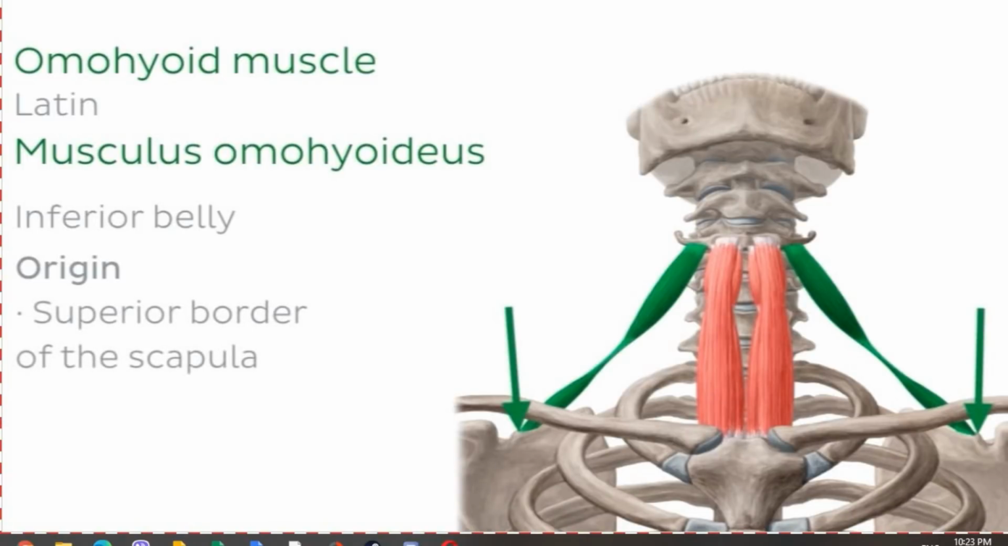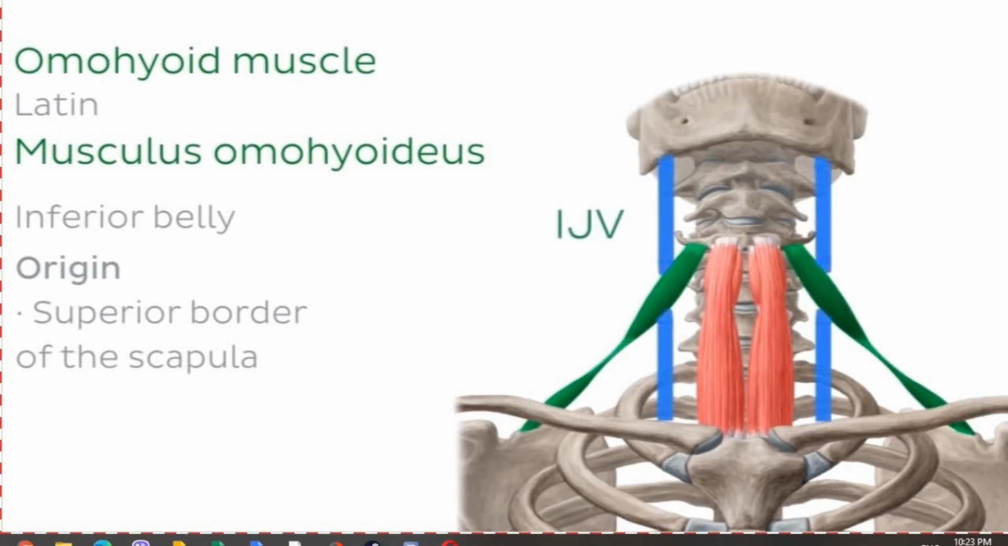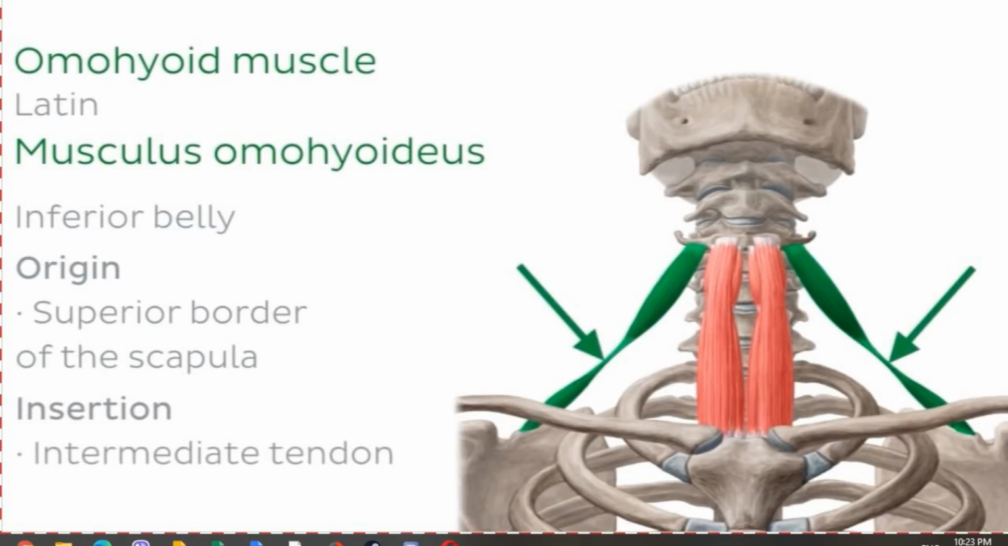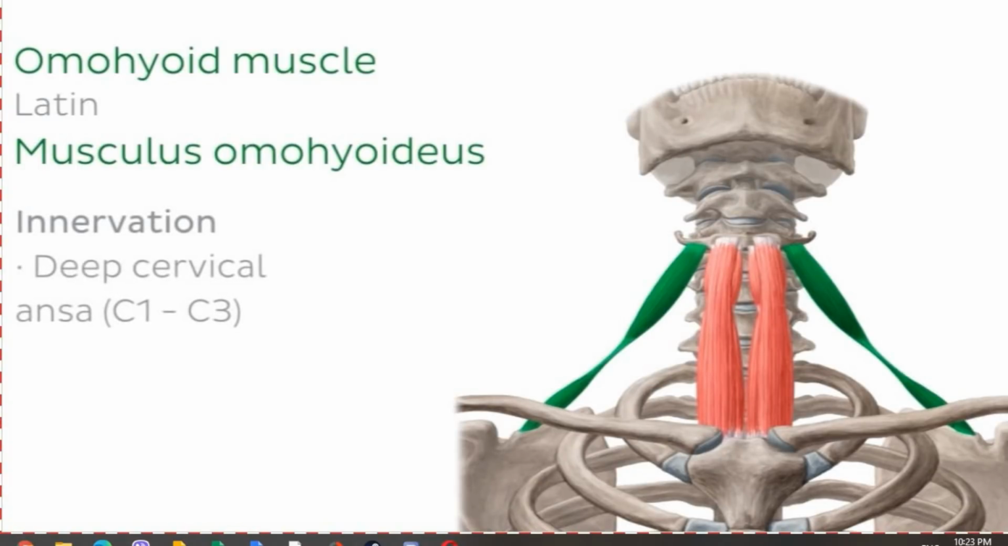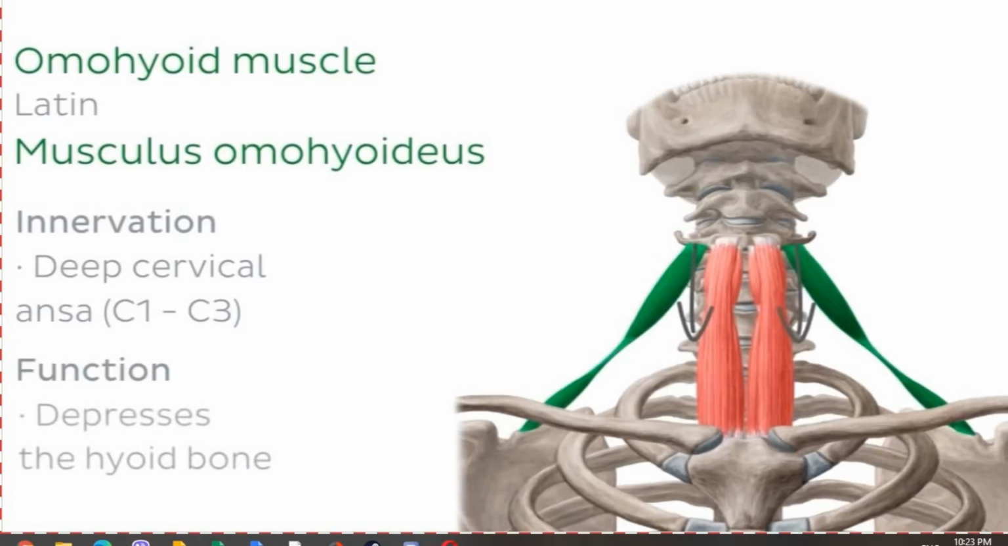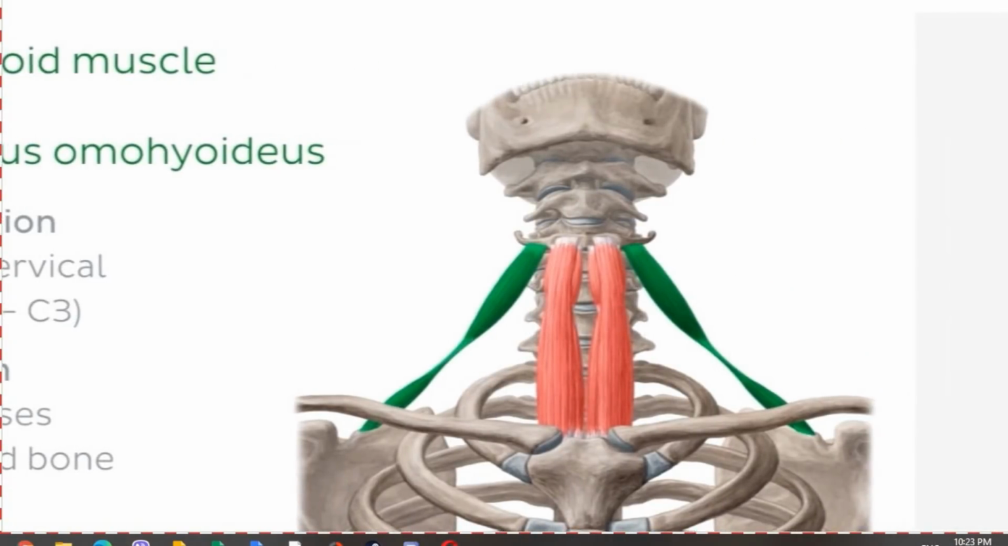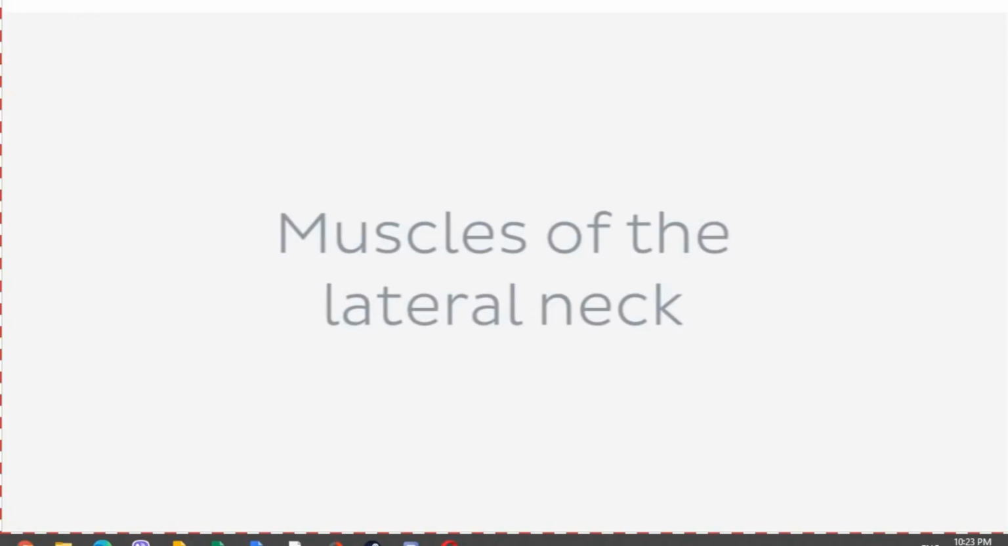From here, it ascends craniomedially, crossing the internal jugular vein and emerging into an intermediate tendon. Like all the infrahyoid muscles, the omohyoid muscle is innervated by the deep cervical ansa, which arises from the cervical plexus. Contraction of this muscle depresses the hyoid bone. Now that we've finished looking at the suprahyoid and infrahyoid muscles, let's look at our last group of muscles of the head and neck, the muscles of the lateral neck.